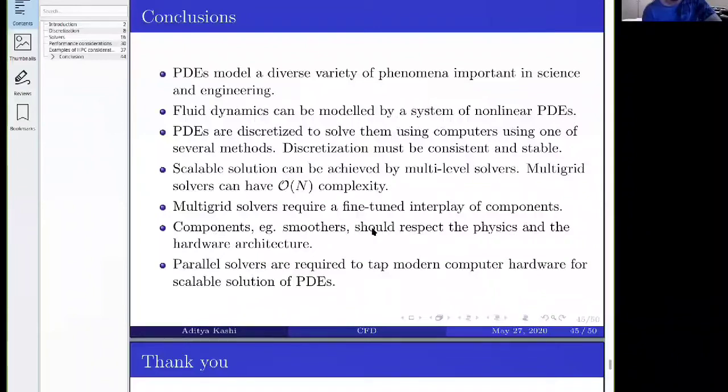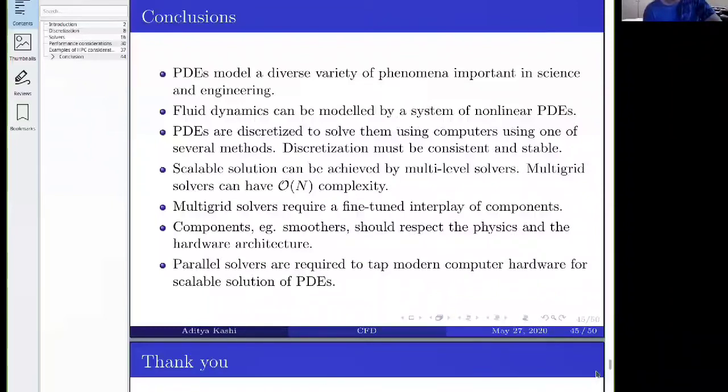Again, I don't want people to go away with the impression that it's always O(N). There is typically a lot of work that goes into development of an O(N) solver, but it is possible, and that's what scalable solvers drive towards. Multigrid solvers require a finely tuned interplay of components. I couldn't illustrate this very well in the time, but that's one of the reasons why it's difficult to develop. The various components need to respect the physics, and they need to respect the hardware architecture.